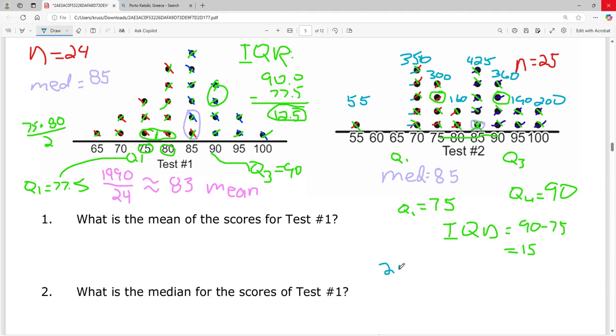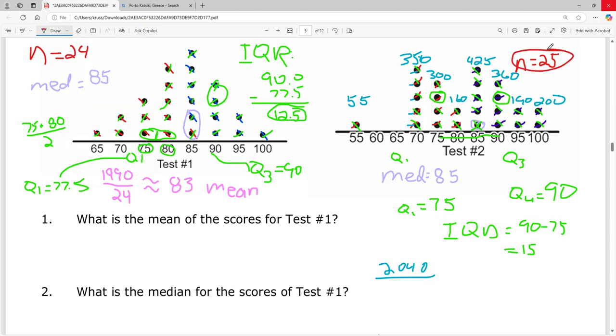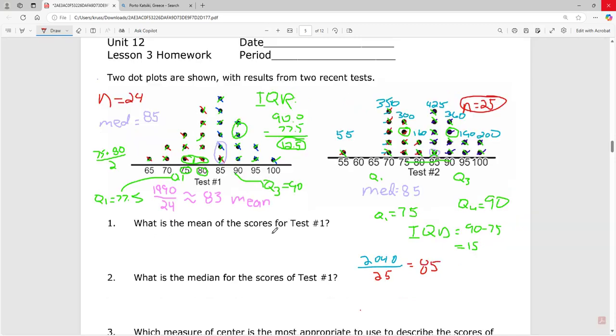So 2040 divided by the 25 from the n. This divided by that is 25, and that's going to be 85. 85 for the mean. Okay, so let's go down and see what other questions we did not answer.